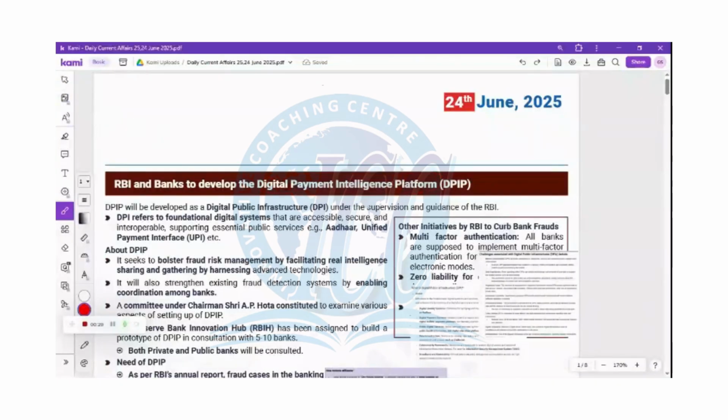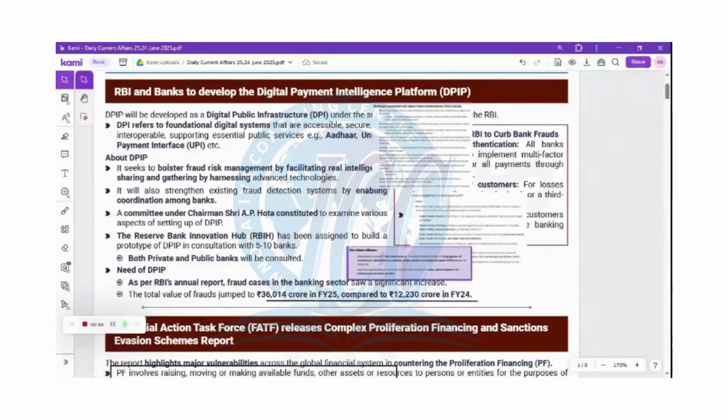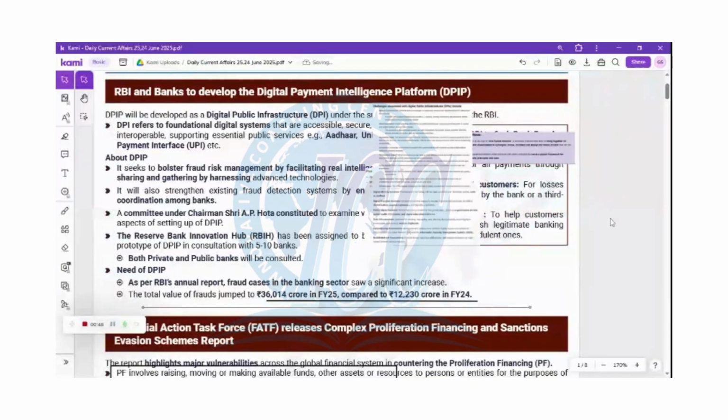RBI and banks to develop a digital payment intelligence platform. Again, sir, this is in the context of General Studies paper 3, especially about cyber security. Increasing bank frauds in India, and since India is going for digital governance, what are the initiatives? What are the measures? How prepared are we?